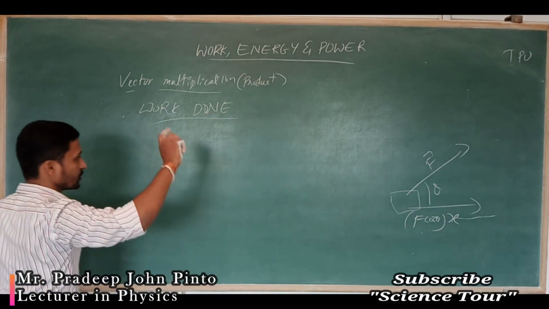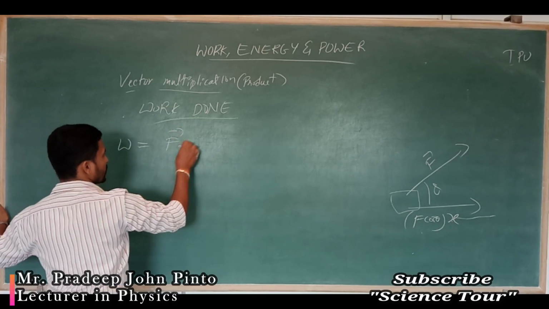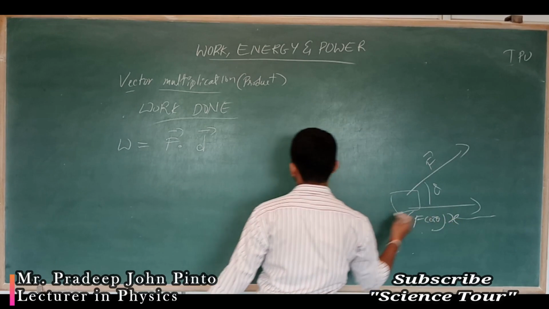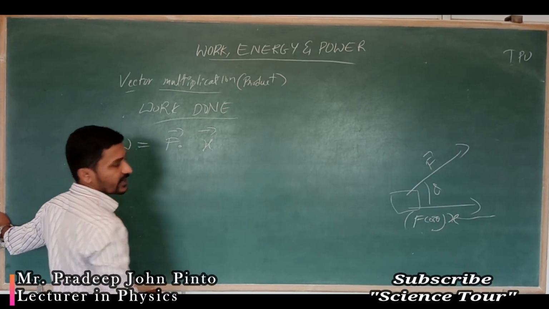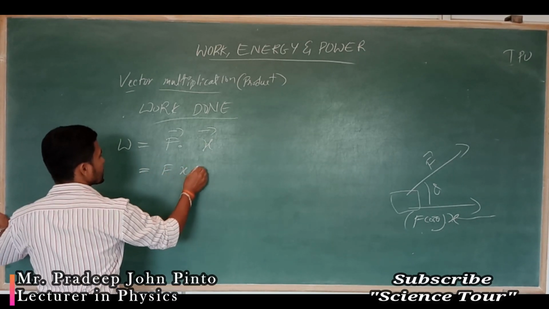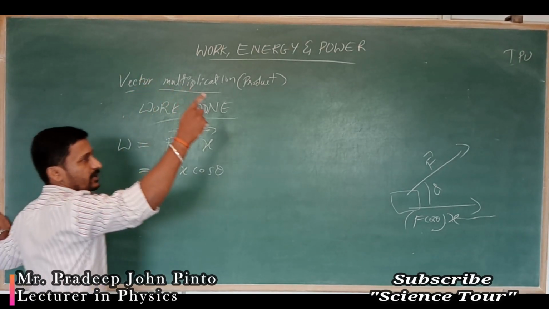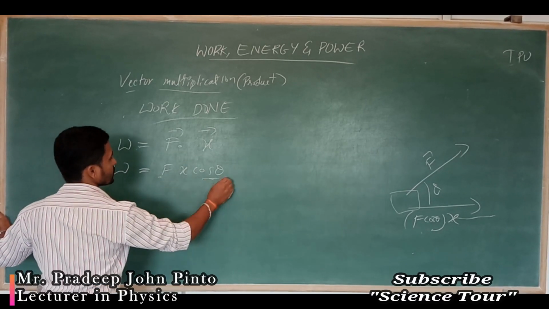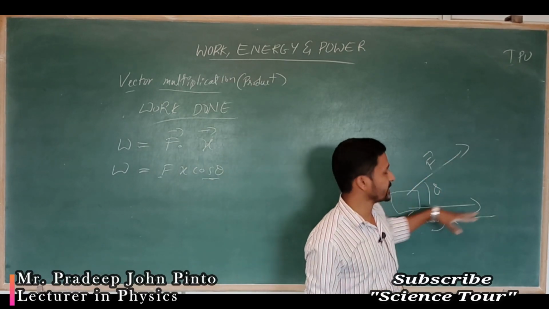Now what will I do? There are two vectors. Work done is nothing but the dot product of the force and displacement vectors. Dot product of force and displacement vector. You can write displacement as x or as d, it doesn't matter. So F dot x means F x cos theta. No? A dot B means what you have written, A B cos theta. Work is the same. Work done means multiplication of force and displacement.